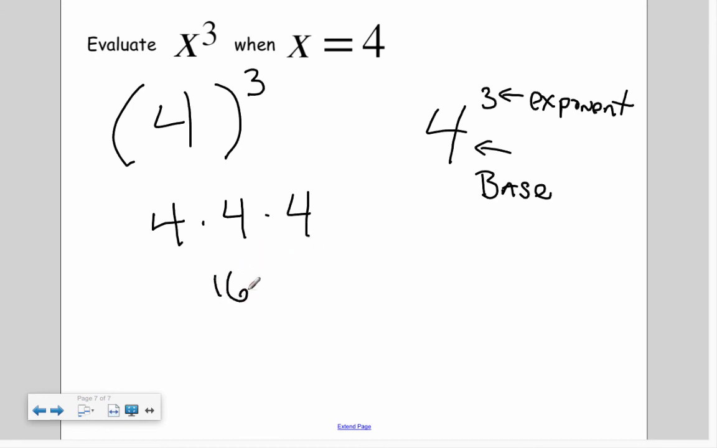Some people will write that in-between step. I don't know if you have to. If you have to, please do. If you don't feel like you need to and you want to just jump to 64, that's okay too.